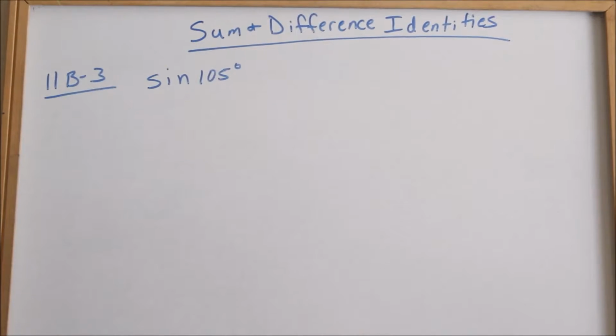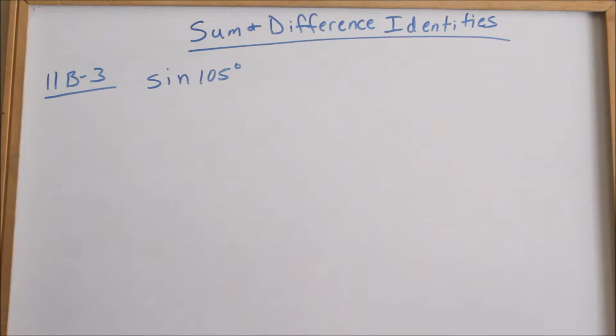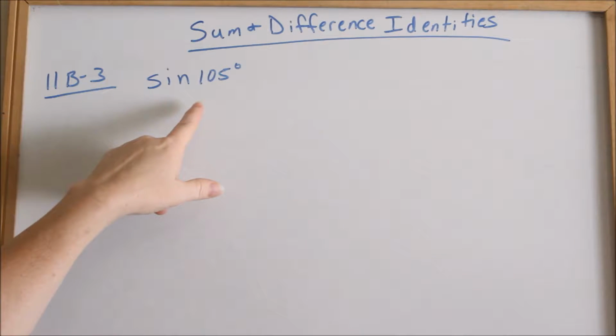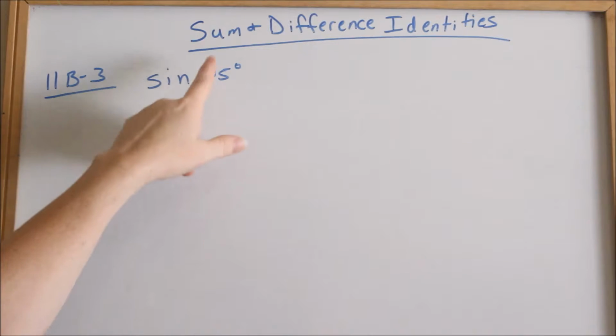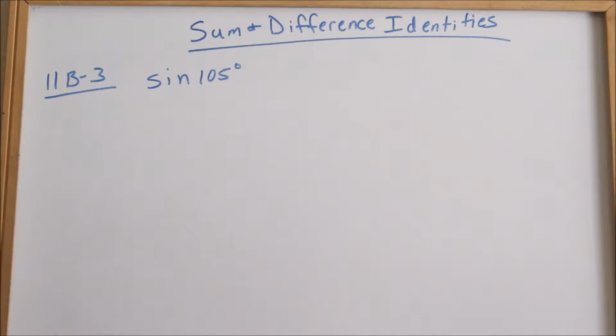Okay, we're going to be doing sum and difference identities today, and we're looking at 11b3, and this is sine of 105 degrees. Yes, we could put 105 degrees in our calculator and find the sine of it, but the instructions say instead of using your calculator, you're going to turn this into familiar angles and use your sum and difference identity. The reason that we learned this is because at one point in the past, astronauts, NASA employees, they didn't have calculators, and so they had to figure out other ways to find the sine of 105 degrees using the information that they had already known.